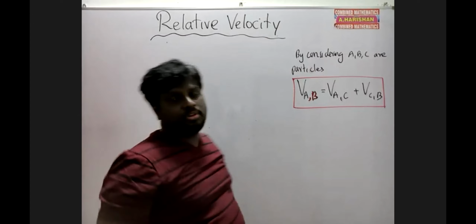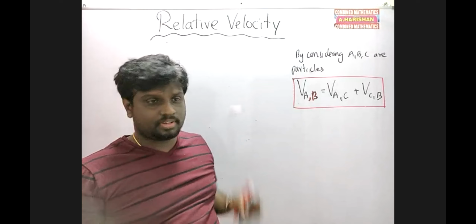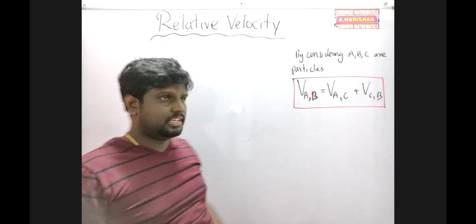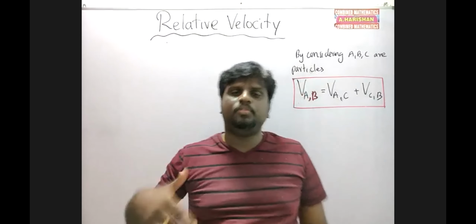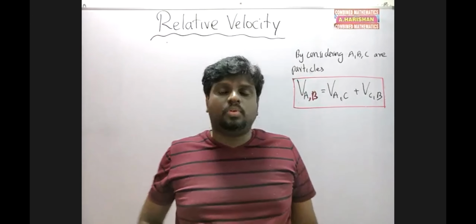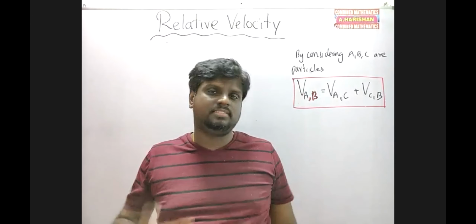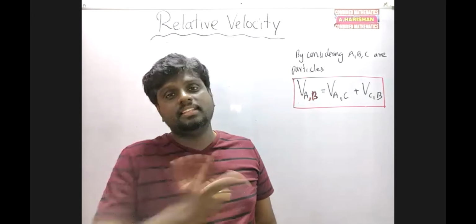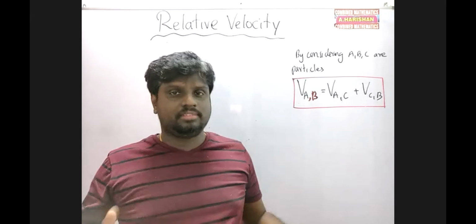Keep it in your mind always: relative velocity has two unknowns. Now we are going to look into the type 1 question. But before we go to type 1, type 2, there is another thing we need to know: how to approach a relative velocity question. That is the very important part, because many students don't know. Even after learning relative velocity, they have confusion about how to approach it.